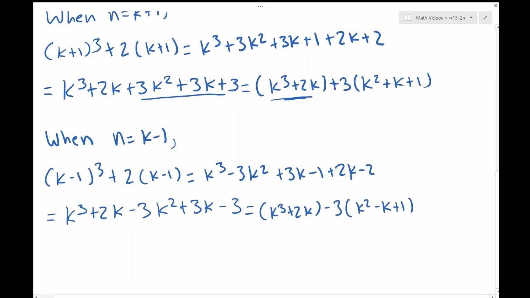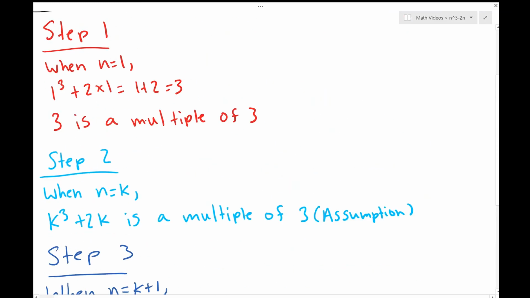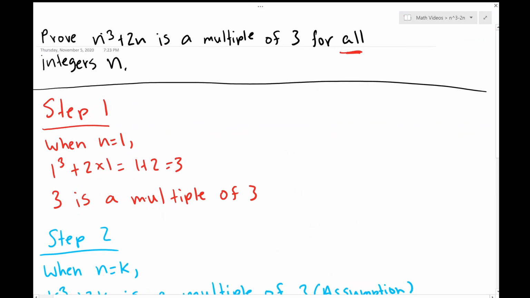And this part is a multiple of 3 and we assume that. And this part is again a multiple of 3 because 3 times something is a multiple of 3. And a multiple of 3 minus a multiple of 3 is also a multiple of 3. So when we've done this, now we've proved the statement for all integers n.